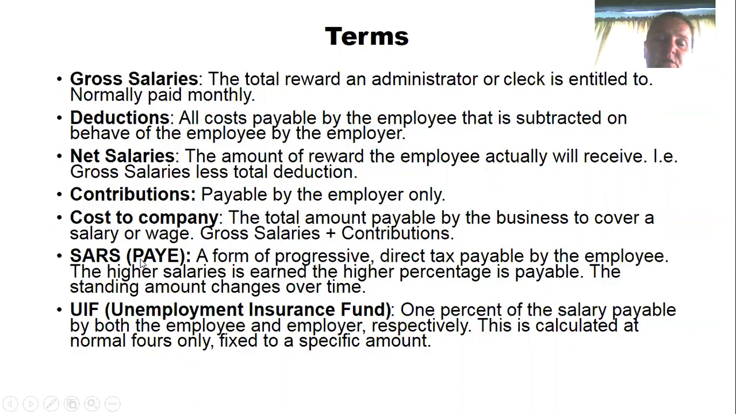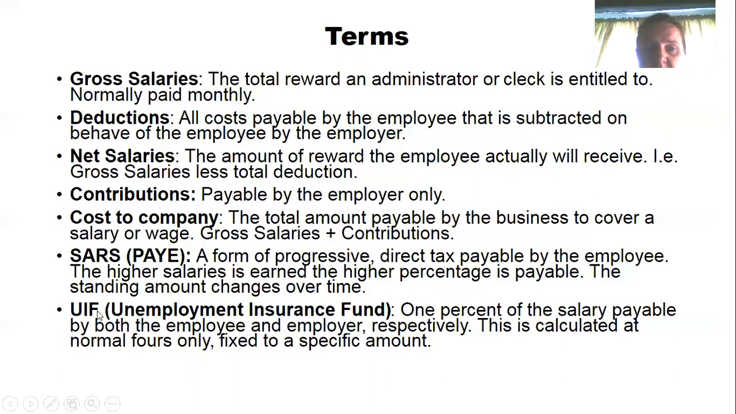We are now going to look at each one of these, or as many of these deductions as we can. The first very important one is SARS PAYE. So SARS PAYE is a form of progressive direct tax. So progressive means that the more you earn, the higher percentage you need to pay. Direct tax means that it's linked to an individual person, not an object, but a subject, so a human. All right? The rates at which the percentages are charged change over the course of time. So it normally changes at the beginning of each year, depending on what the Minister of Finance says.